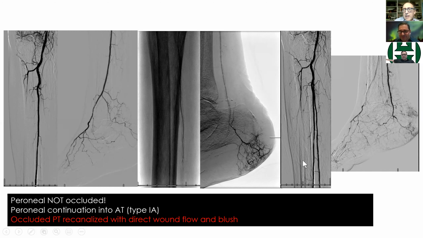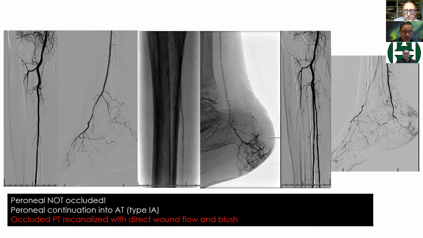So clearly, now that we have recanalization of the posterior tibial artery, this is probably performed using either atherectomy, angioplasty, whatever you want to use. And then we do have flow into the area of the ulceration. So I'd be confident that this would be enough to heal this wound. This is a nice result. All right, and this patient did great.